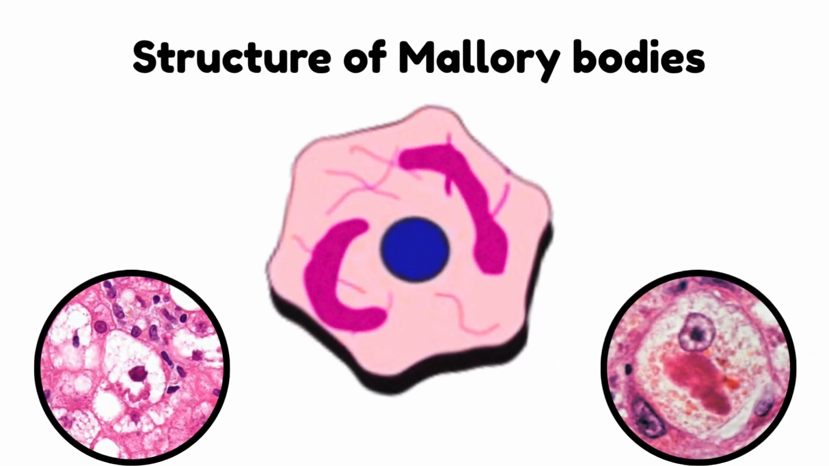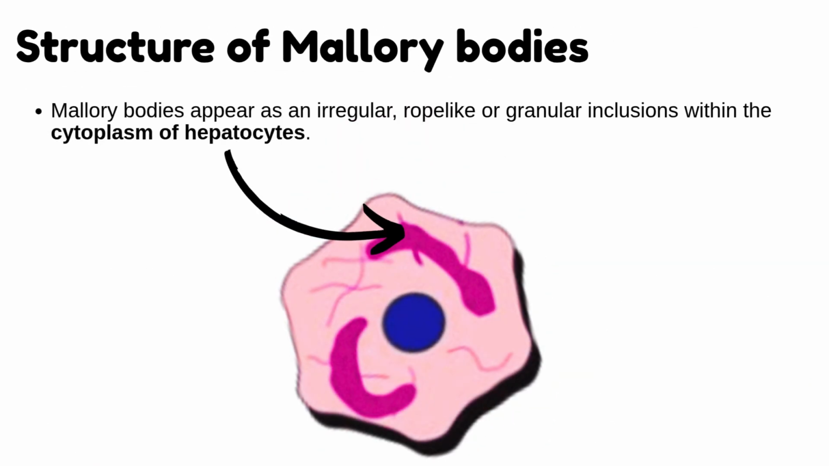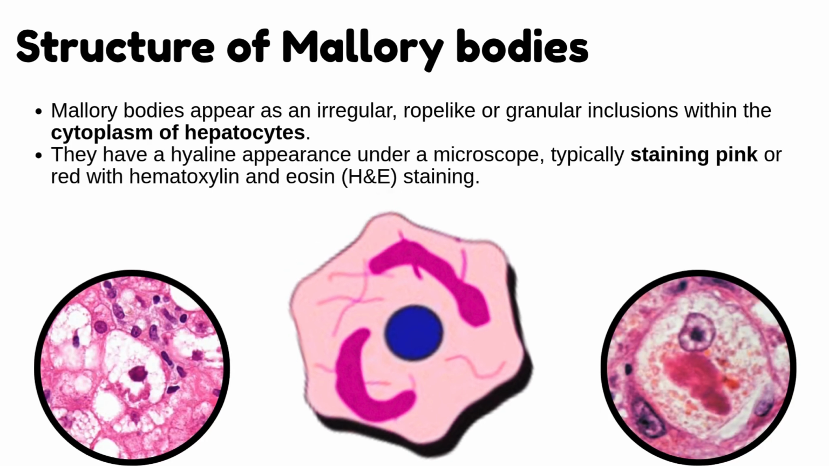What is the structure of Mallory bodies? Under the microscope, Mallory bodies appear as irregular, rope-like, or granular inclusions within the cytoplasm of hepatocytes. They have a hyaline appearance under a microscope, typically staining pink or red with hematoxylin and eosin staining.